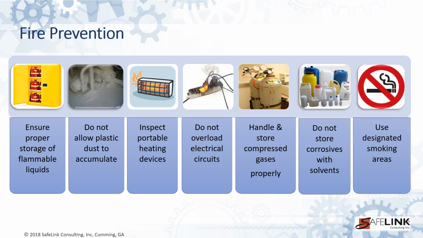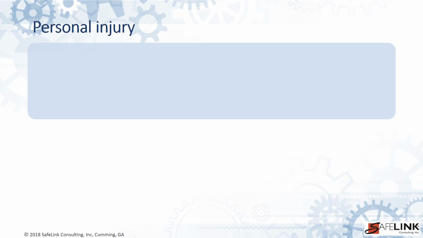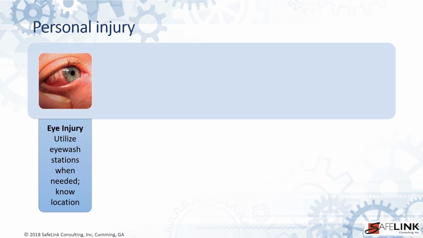Only use designated smoking areas. The last thing your employer wants is for you to get hurt on the job. Some of the personal injuries may include eye injuries. Always wear safety eye protection when it's required. If you have an eye injury and the SDS indicates to rinse your eyes, use the closest eye wash to your work area.